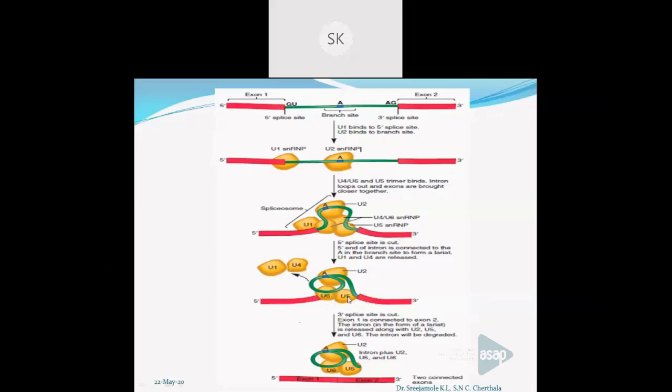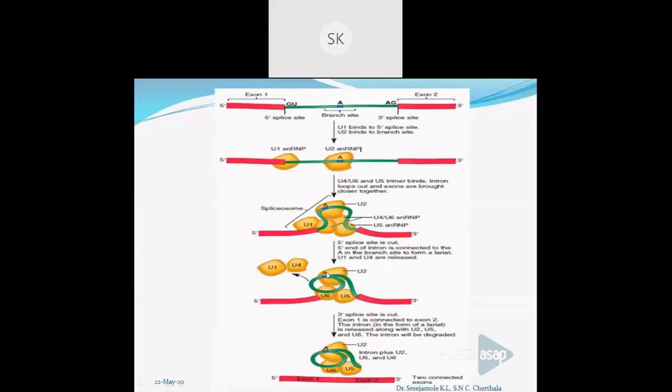And after that, the U5 will cut the 3' splice site, so that the intron will be released. The released intron with all these snRNPs will be released, and the resulting two exons will be joined together by RNA ligase. So this is what is happening in RNA splicing, which is carried out by the spliceosome or snRNPs.